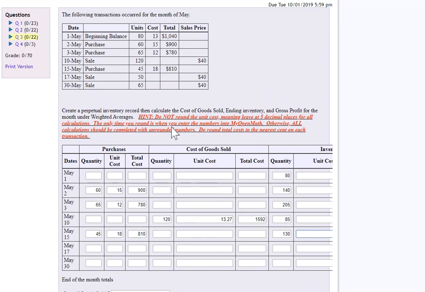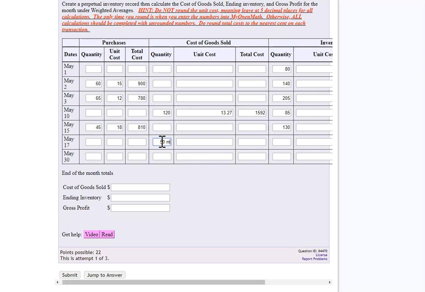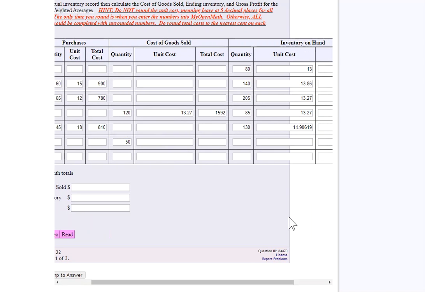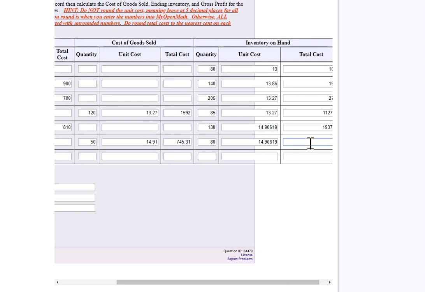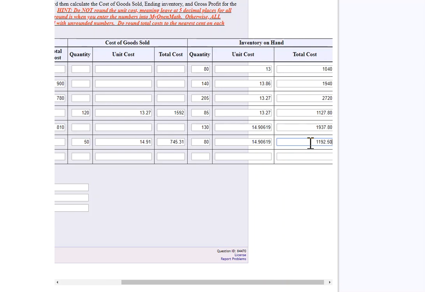Okay. So now on the 17th, I sell 50. I assume that they are going to sell for that $14.90619. And so that comes to a total cost of $745.31. And then I'm going to round that back to two digits. And the quantity then, I had 130 and I sold 50. I'm down to 80. Same cost. Don't have to recalculate unless I make a purchase. And then take the 80 times that number to get my total cost, $1,192.50. All right, and then I can adjust that till I get the right two-digit number.